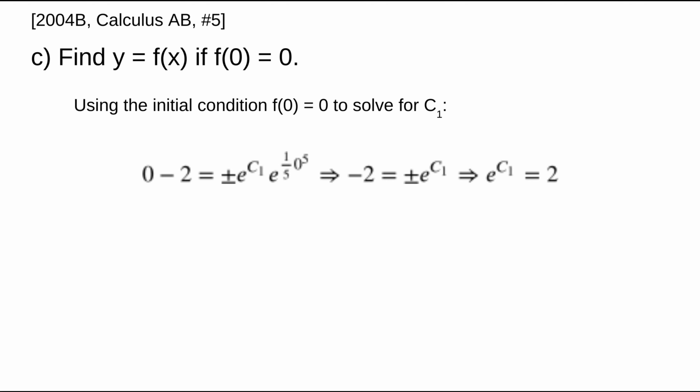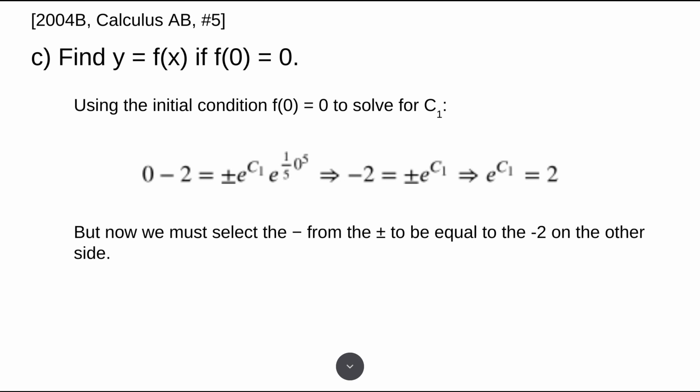Recall, e to a power will never be negative. You can't say that e to the c1 is negative 2. That's not true. You have to choose e to the c1 to be positive 2, and in order to get it to be negative 2 and be equal with the left-hand side of the equation, we pick the negative sign from the plus or minus in order to guarantee equality on both sides.